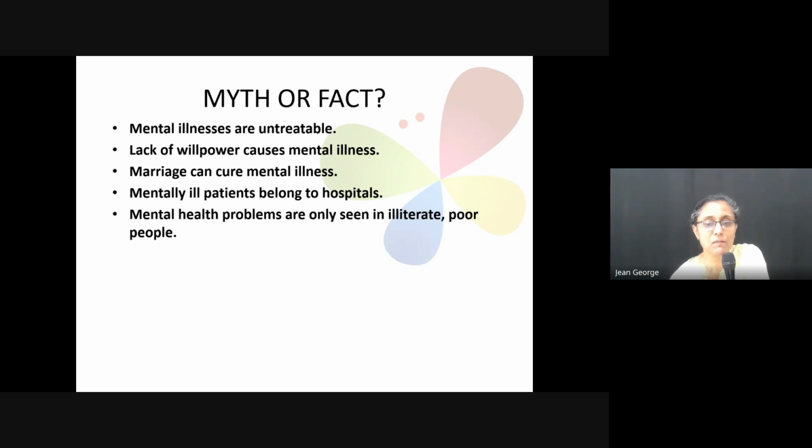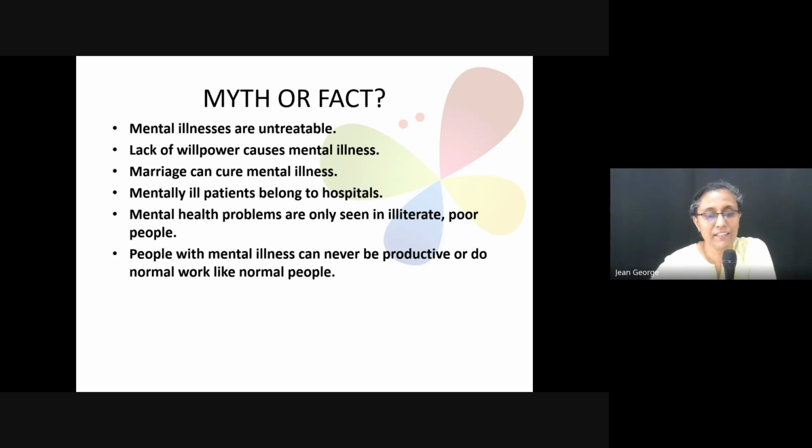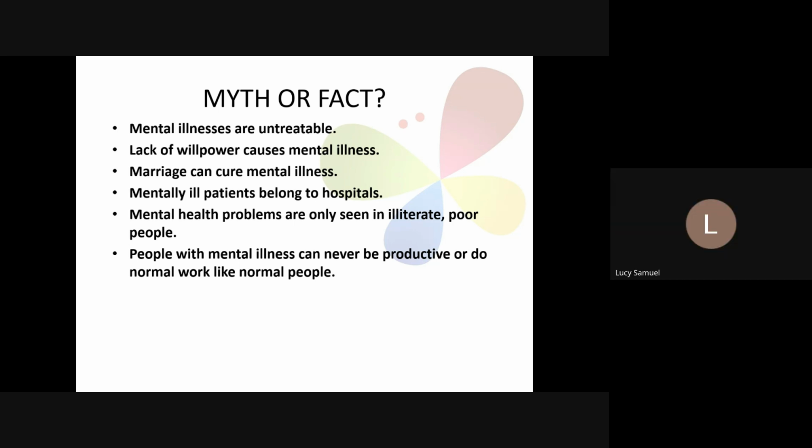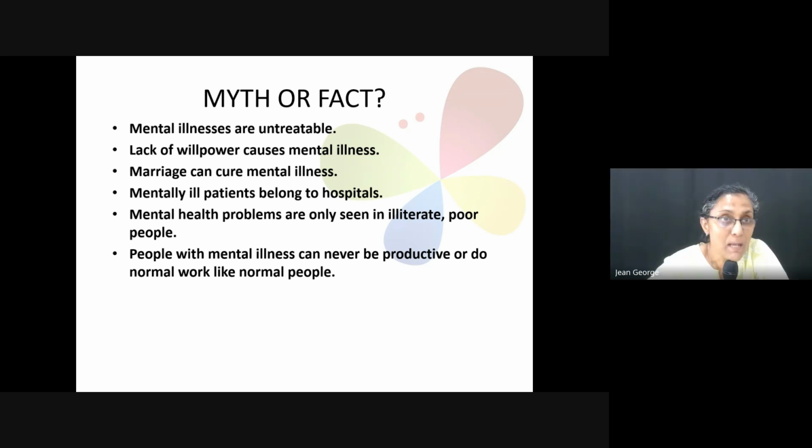Okay. Mental health problems are only seen in illiterate poor people. Myth? Yes. Okay. Mental health can affect anybody anytime. People with mental illness can never be productive or do normal work like normal people. Some cases it's a fact. Okay. All right. So somebody said myth and someone said fact.